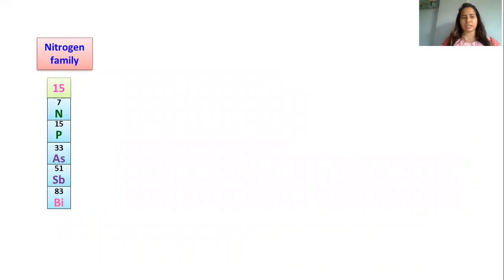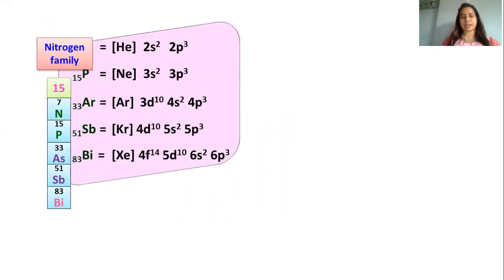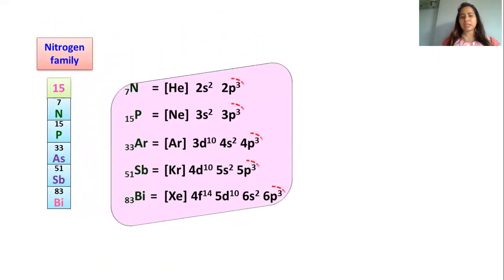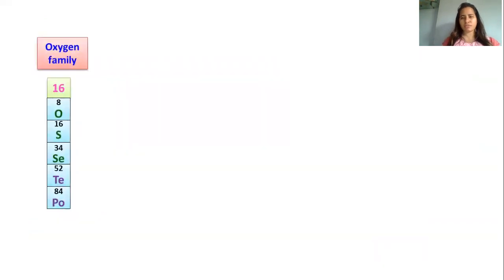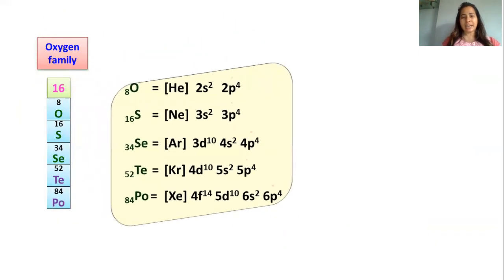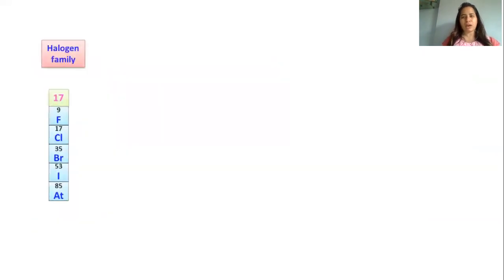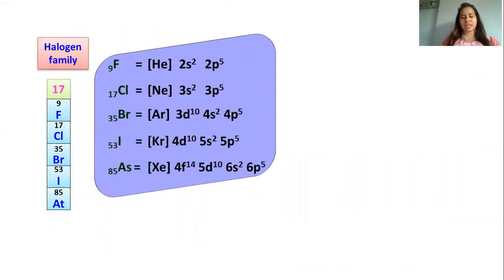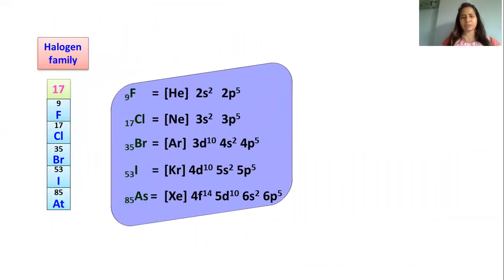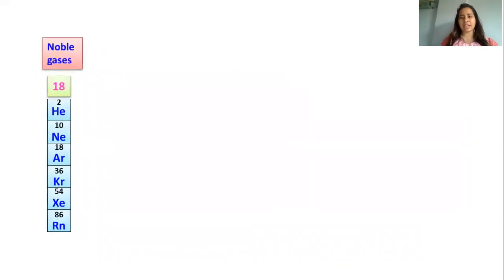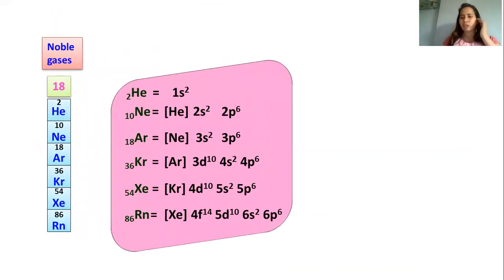For group 15, that is the nitrogen family, we get ns2np3. Group 16, that is your oxygen family, we get ns2np4. For group 17, that is your halogens, the general electronic configuration becomes ns2np5, and so on.